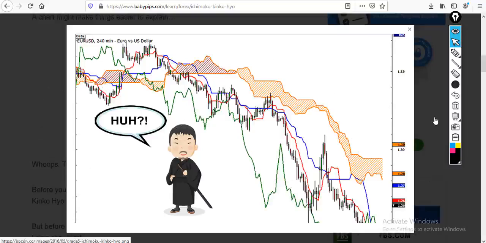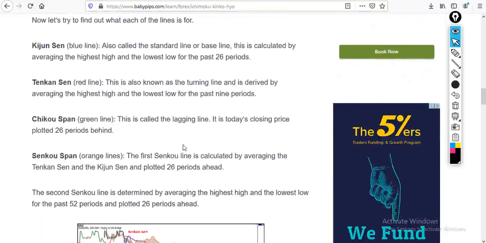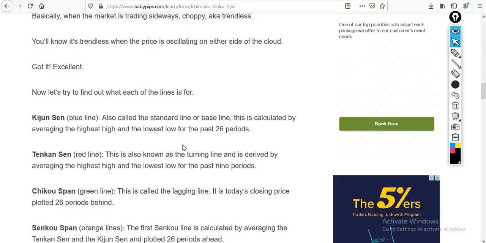So this is basically how it looks, right? Let's go into detail to see what we can learn from this indicator. From the chart we looked at earlier, we can see a blue line, red line, green line, and orange line, and some clouds as well. They have their own figures that are inputted into them. The Kijun Sen, which is the blue line, is the standard line, or the baseline.